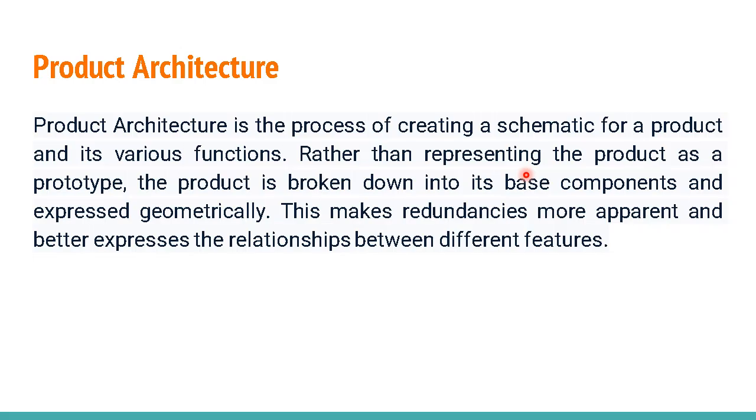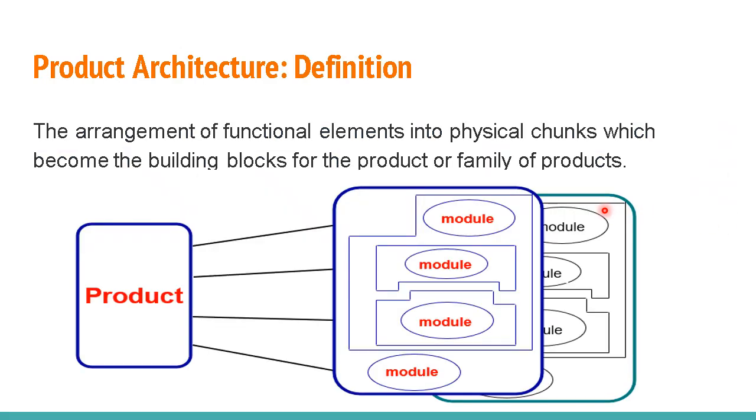So that is product architecture. Product architecture definition: we arrange the functional elements into physical chunks, which become the building blocks of a product and a family of products. So we define product architecture as arranging the product's functional elements into physical chunks. Each chunk performs a specific function, like a module or subsystem.